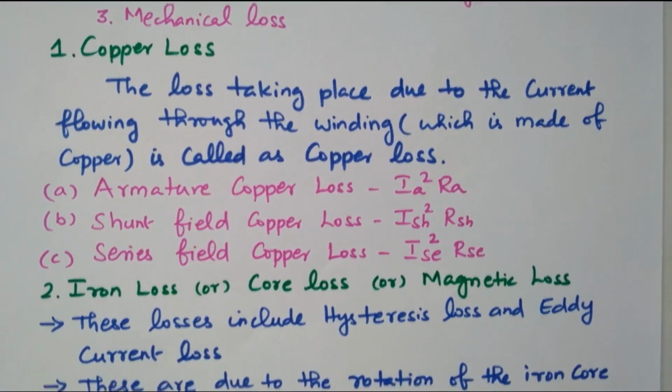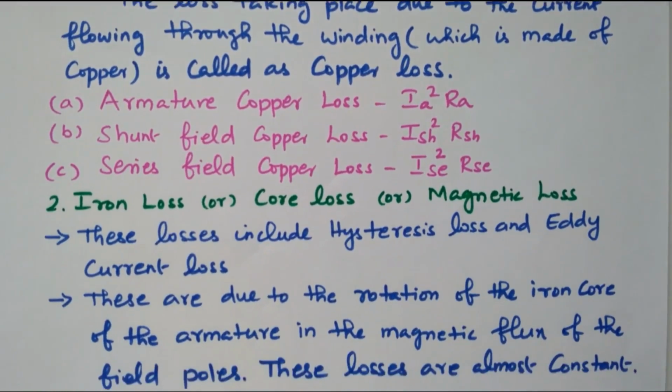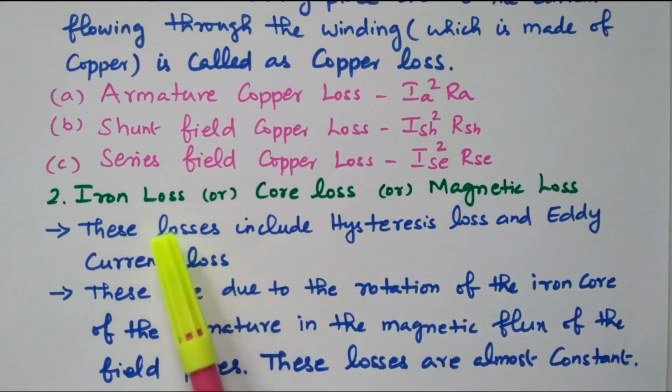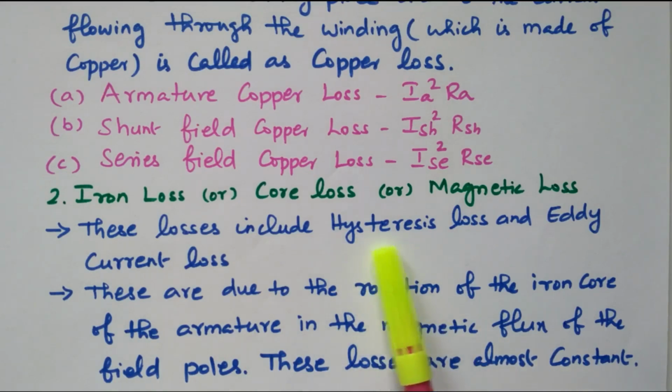Then iron loss, core loss or magnetic loss. These losses include the hysteresis loss and eddy current loss. These losses are due to the rotation of the iron core of the armature in the magnetic flux of the field poles, because of that it is called an iron loss or core loss. These losses are almost constant. Now we will see what is eddy current loss and what is hysteresis loss.